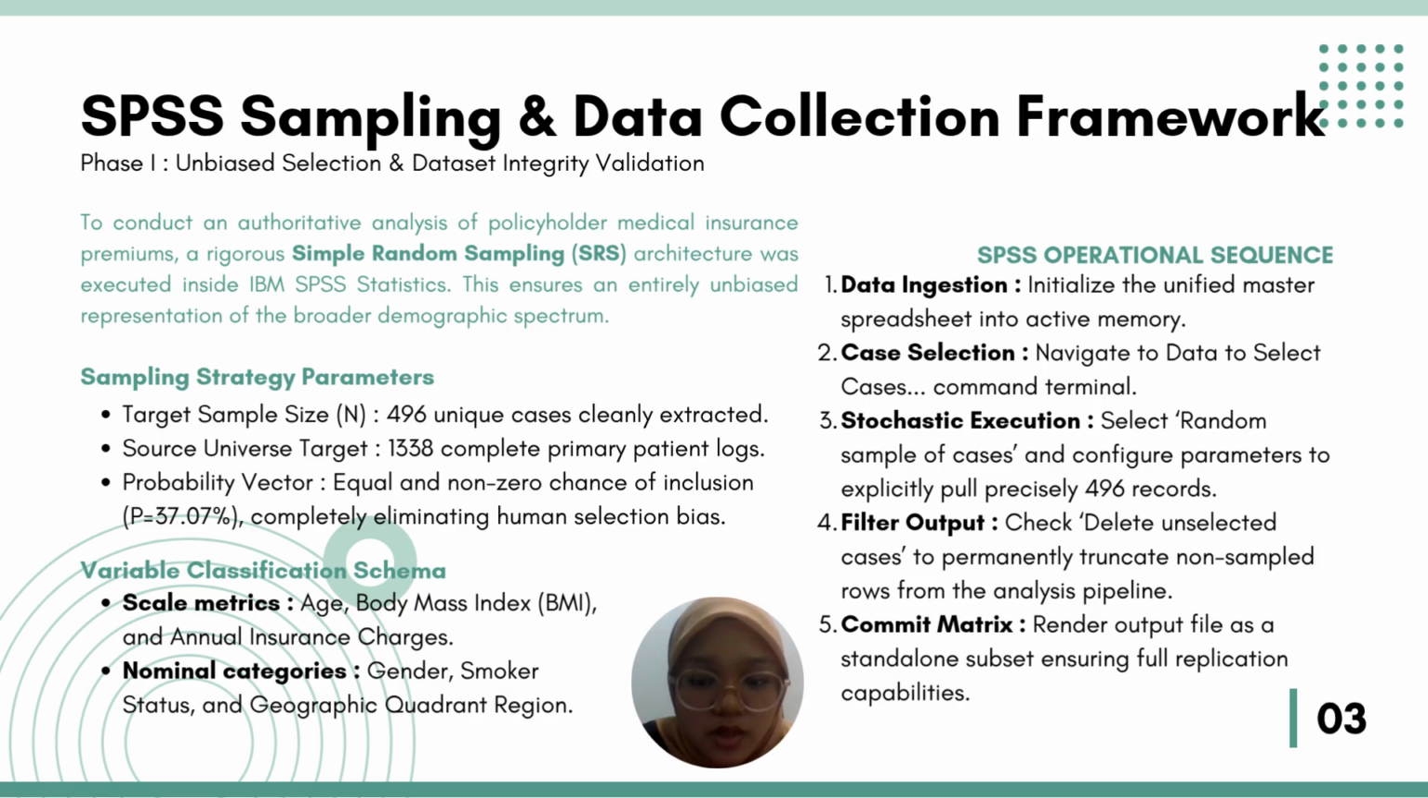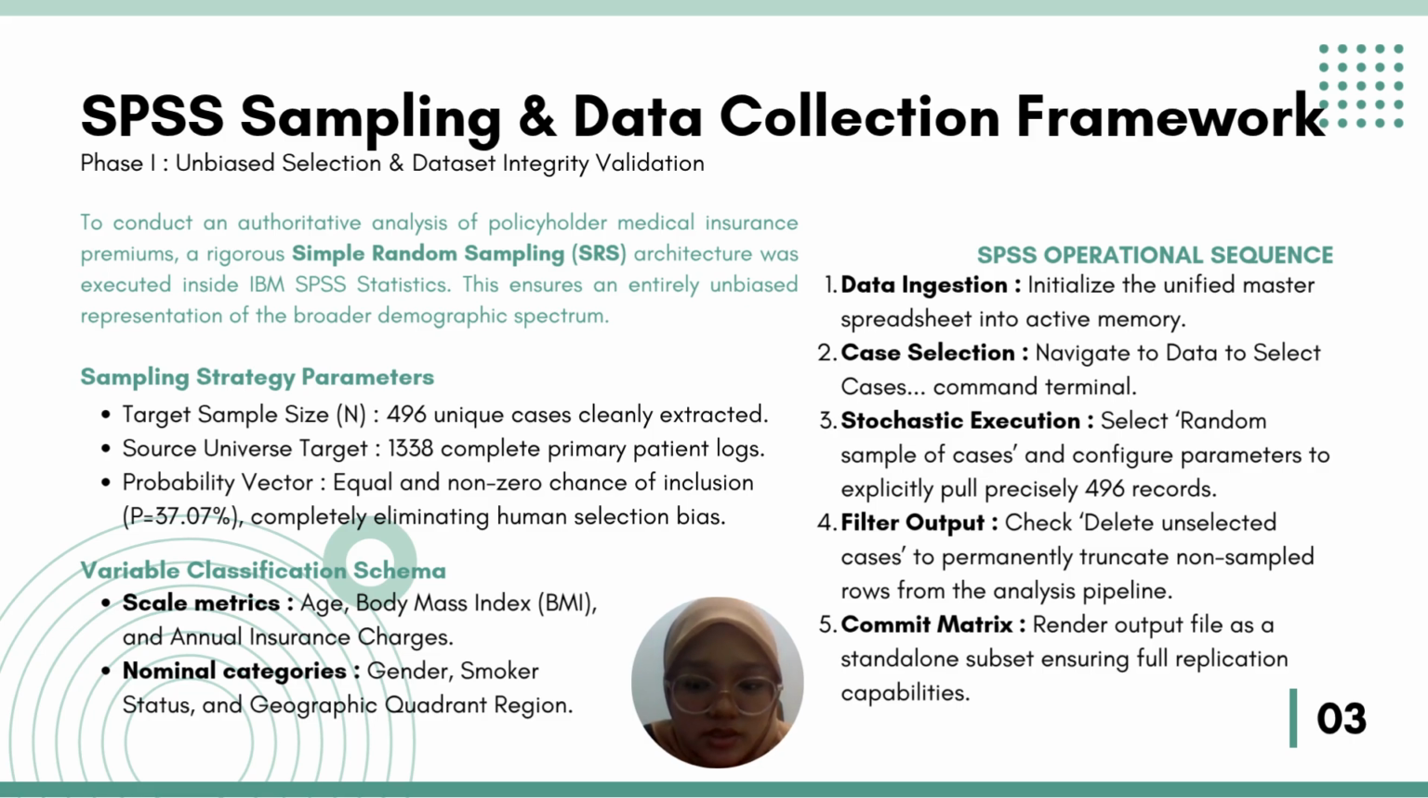Now, I would like to continue with the SPSS sampling and data collection framework. In this phase, we focus on unbiased selection and dataset integrity validation. To ensure that our analysis is fair and representative, we apply simple random sampling or SRS using IBM SPSS Statistics. This method gives every individual an equal chance of being selected, which helps to minimize selection bias.